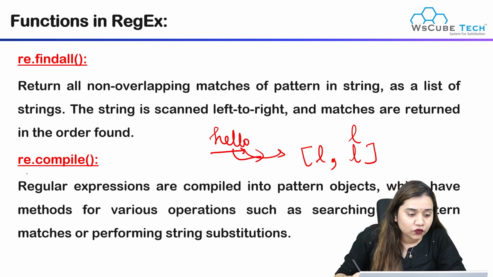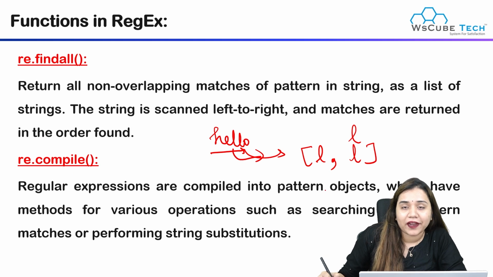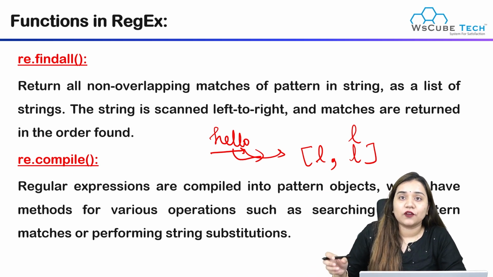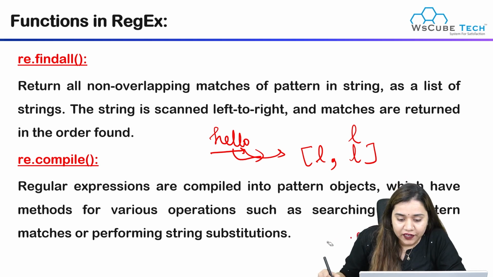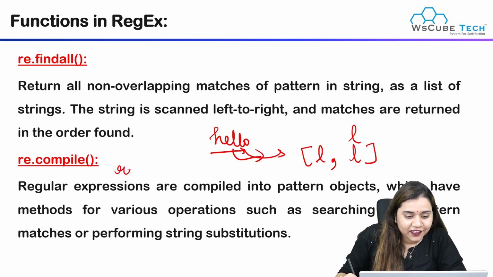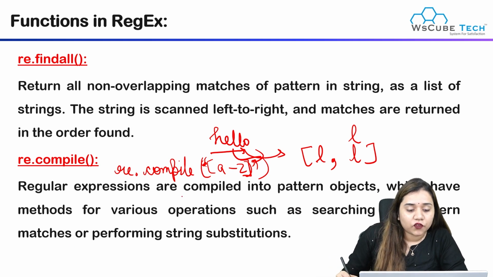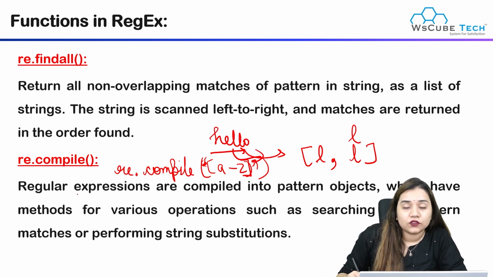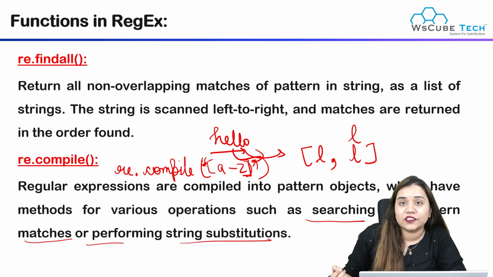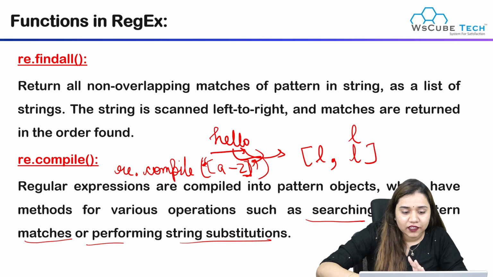Moving ahead, the next function is re.compile. The regular expressions are compiled into pattern objects. That means with the help of the compile method, we can compile the regular expressions. I'll write it over here: re.compile, and after writing re.compile you can give any pattern. For example, if you want all the values from small a to z, in square brackets and quotations, and we close the parentheses. This is used for various operations such as searching for pattern matches and performing substring substitutions. So why do we use re.compile? We use it for all these operations, and compile is basically a very simple function.